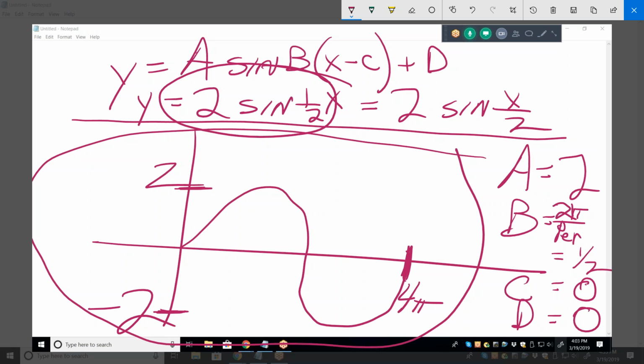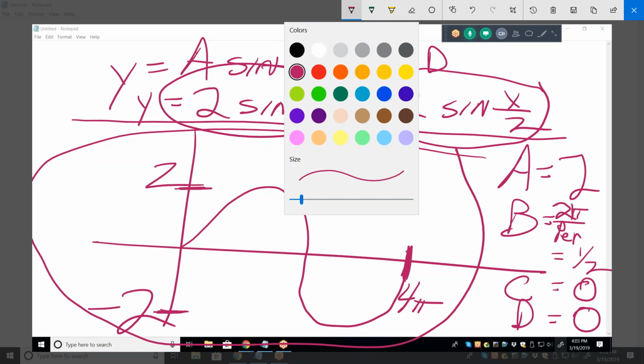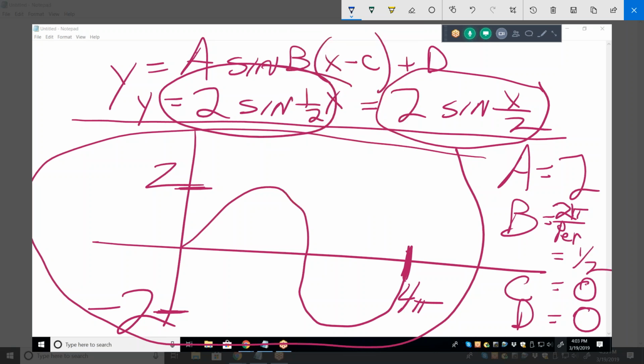Okay. So, given the graph, it was easy enough to figure out that the period was different than our normal graph. It was 4 pi instead of 2 pi, so that's going to affect B. And the amplitude is not going from -1 to 1. It's going from -2 to 2. That's going to affect A. There was nothing else going on, so it was easy enough to graph it. I could have made it harder by doing something like this.